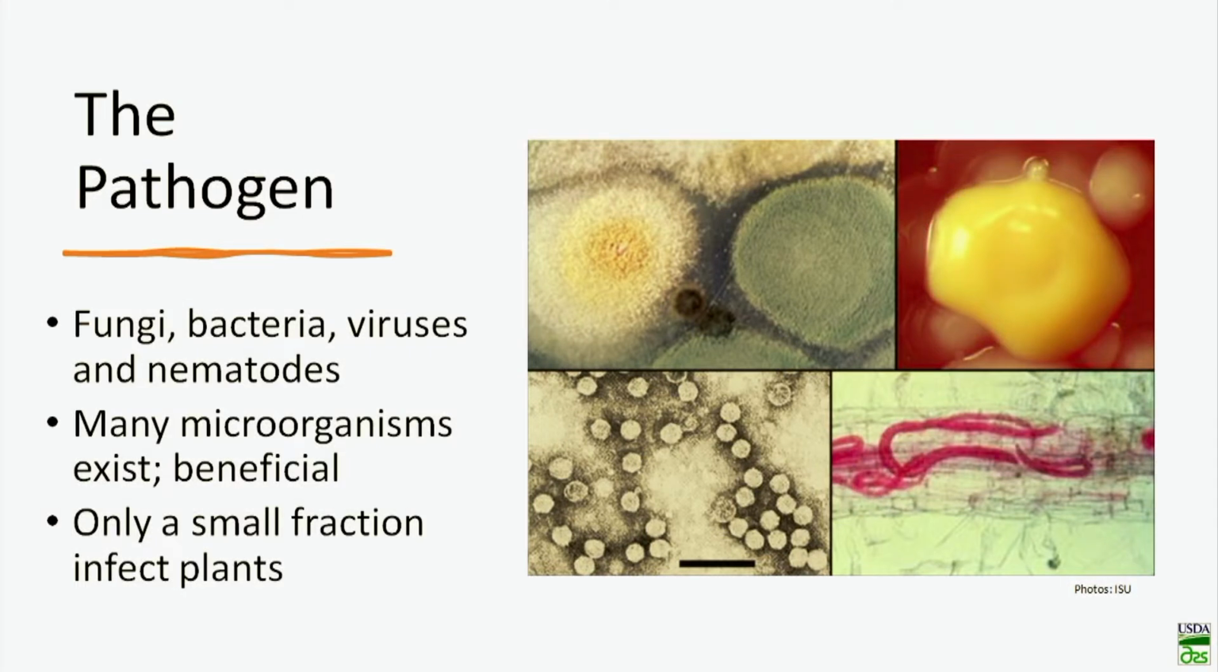Now, I said it seems simple, three parts of a triangle. I thought I'd go into a little more depth for each one. The pathogen. Well, the main pathogens are fungi, bacteria, viruses, and nematodes. And that's actually the pictures you're looking at on the screen here, starting in the upper left. Many microorganisms exist. Thank goodness, most of them or many of them are beneficial, and only a small portion of them infect plants. So there's actually very few plant pathogens, even though they can do major damage.